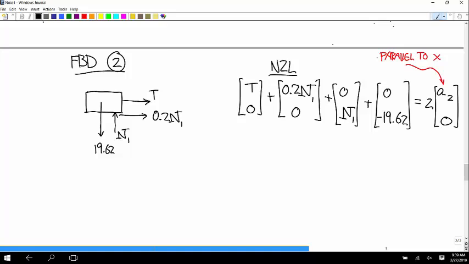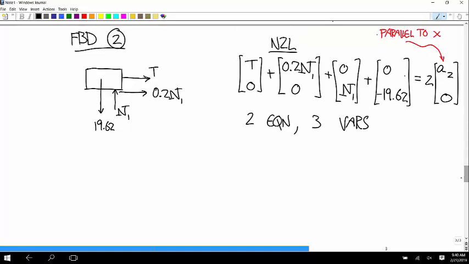Okay, so can we solve this? We have two equations, three variables. So no. And it makes sense that we can't solve it with this information, because we haven't put anything in about the friction between the ground and the lower box. Intuitively, that would definitely affect the motion of this thing.